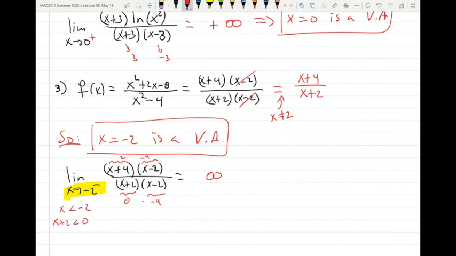So this guy is a negative, so the top is negative. Now the bottom is a negative times a negative, giving you a positive. So negative divided by positive is negative, right? So you get negative infinity.